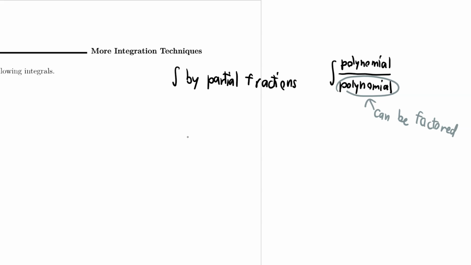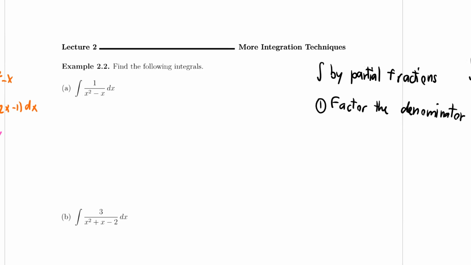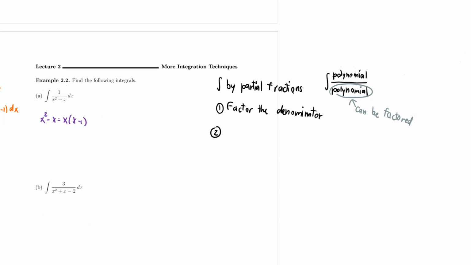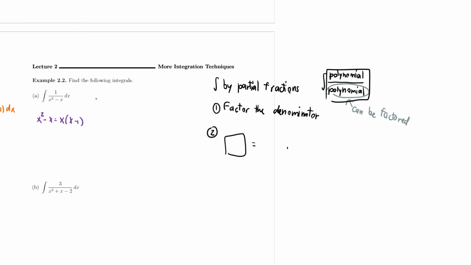So the method for partial fractions is that the first thing I would like to do is, well, I said that the denominator can be factored, so I'm just going to factor the denominator. In this case, we can see that x squared minus x is just x times x minus 1. So I have factored the two things. Now once I do that, I'm going to rewrite the thing that I would like to integrate, the big fraction here, as a sum of two smaller fractions.